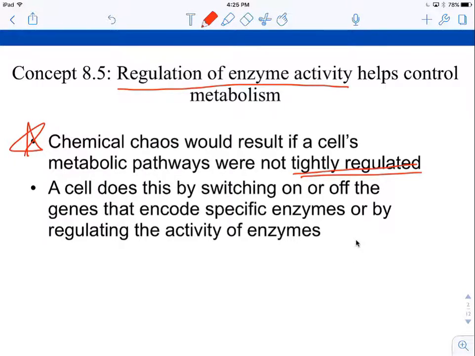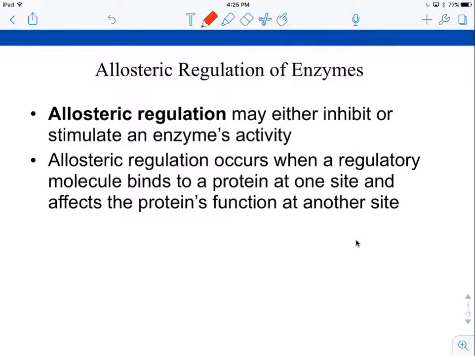Cells regulate their pathways by switching on or off the genes that encode enzymes, or by regulating the activity of the enzymes. We talked briefly in the last screencast about how to regulate activity of enzymes with cofactors, environmental conditions, and inhibitors. So we're going to look a little bit more specifically at that in this screencast. We're going to talk mostly about allosteric regulation.